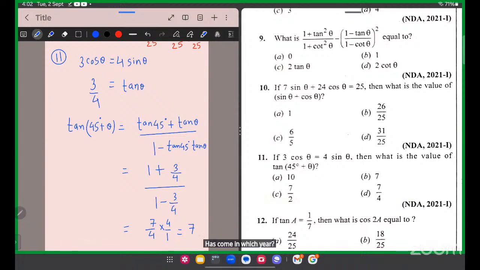Done? Understood, everyone? So B is the right answer. Shall we move to the next question now?